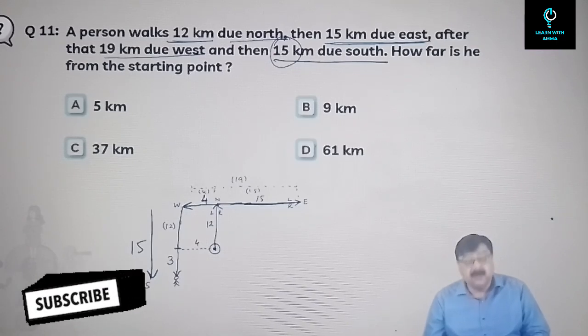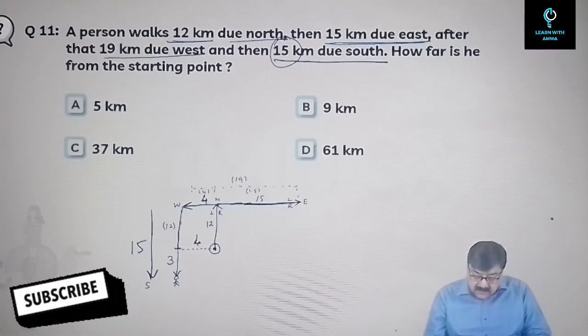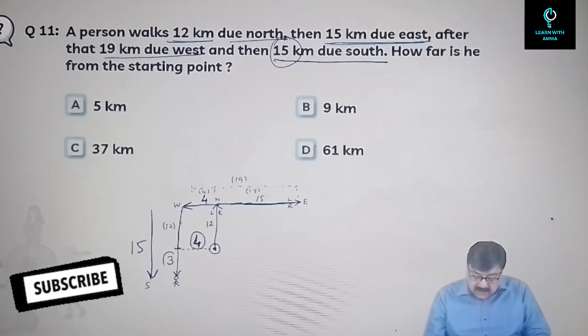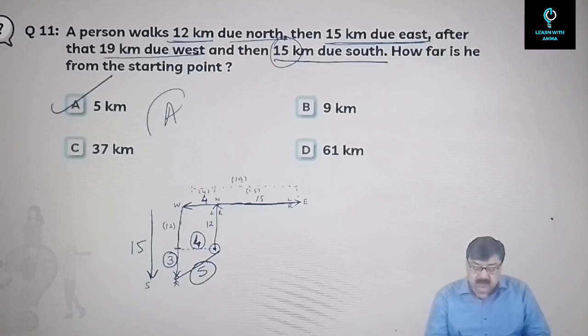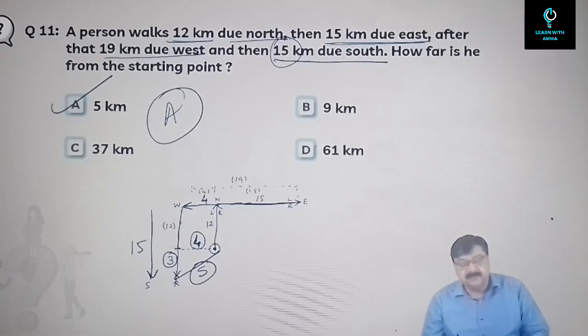How far is he from the starting point? Alright guys, so this distance is 4, this is 3, so 3, 4, 5, the Pythagorean triplet. So this person is 5 kilometers away from the initial point, or the starting point that is given to us. In choice A, that becomes the answer.